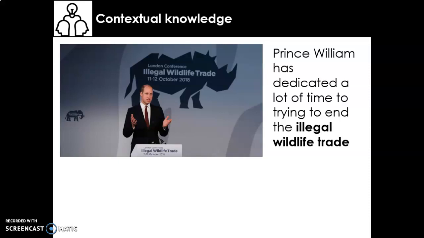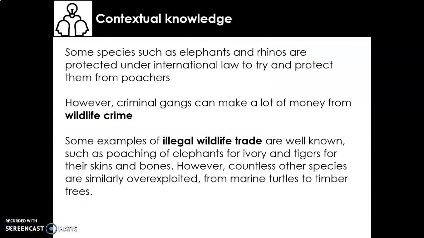So in this case, wildlife, so animals, are being exchanged for money, and it's illegal. There are actually animals that are protected by law that cannot be traded, killed, poached, exchanged, put on the black market. They are protected. But there are people still trading in them illegally. And Prince William is passionate about ending that and trying to stop that illegal wildlife trade. Okay, so some more information just to build on that.